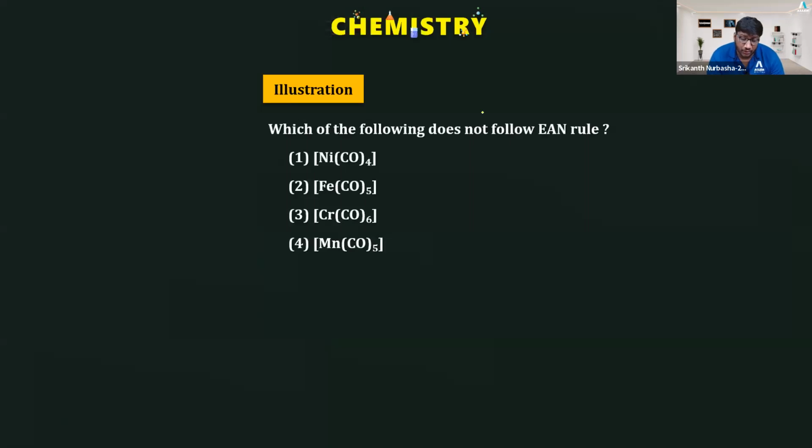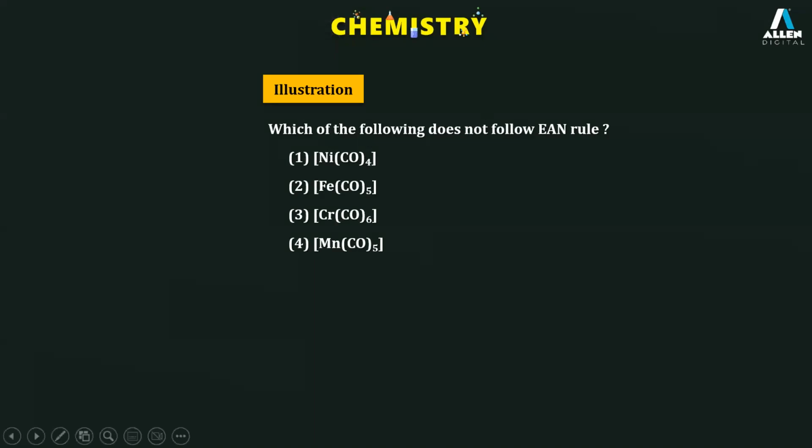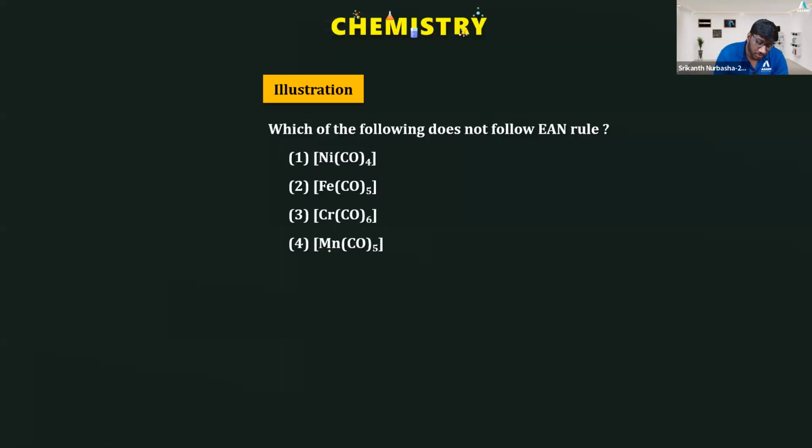Try to answer this. Which of the following does not follow the EAN rule? Simple question. Yeah, which one, Kanishka? Which option? Fourth option. Option 4. Okay.